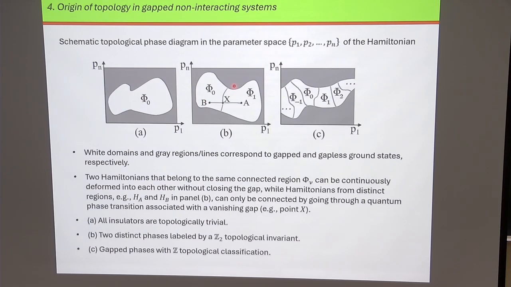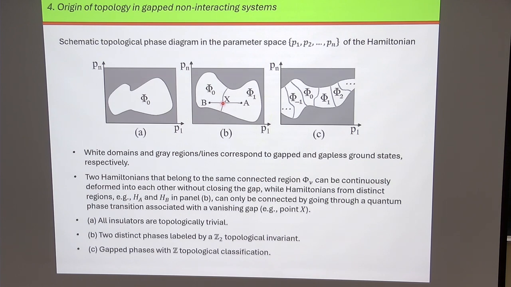So this is this region here, right? If I have to go from this, I have to go through this line here, which I put in gray because it's indicating that the gap is closing there. And then I will have a topological phase transition when the system crosses this X point. So I change the parameters, and when the system crosses this point, I have a phase transition, and I go from B to A.